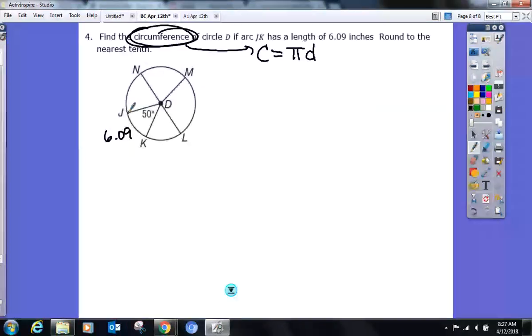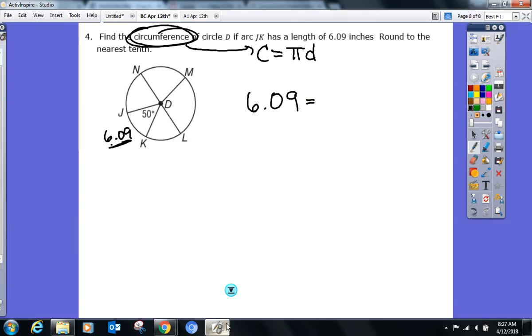So I know the length is 6.09. They give me the central angle is 50. In circumference, what's the only value you need to know to plug in? Diameter. So I need help finding the diameter of this circle given these 2 values. Well, again, let's start here. What's the 6.09 again? That's my arc length. It came from a formula we've been using. How is that produced? What's the formula?